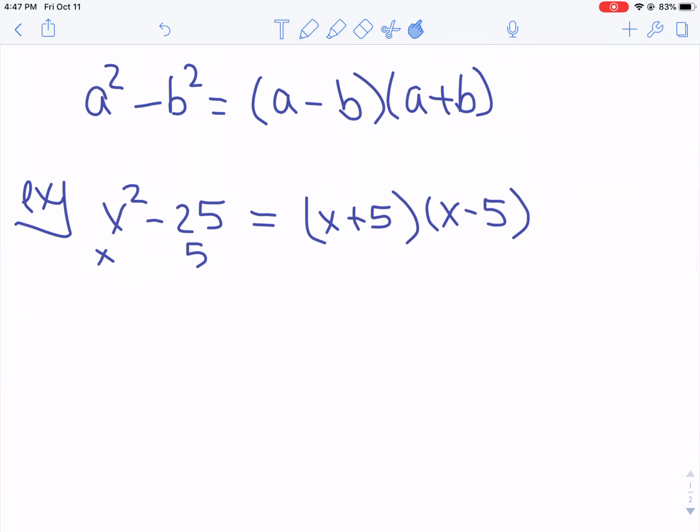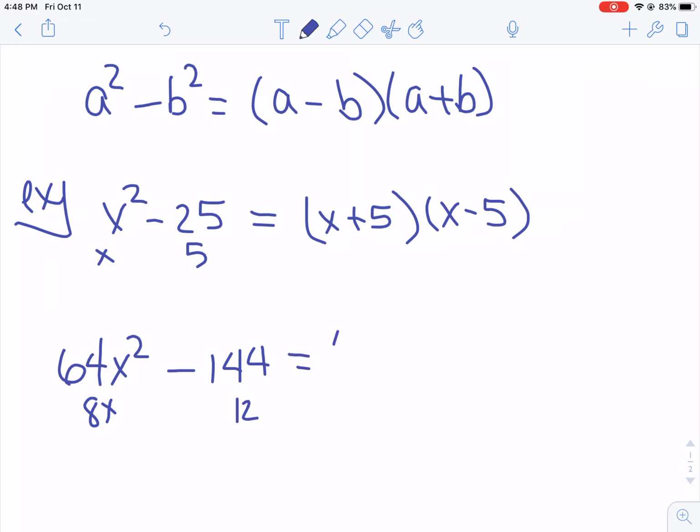It could get a little more complicated. You could have like 64x squared minus 144. Well, the square root of 64x squared is 8x. And when we talk about square roots, we're talking about what can I square to get 64. So what square gives me 64? 8x. What square gives me 144? 12. So this factors into 8x minus 12, 8x plus 12.